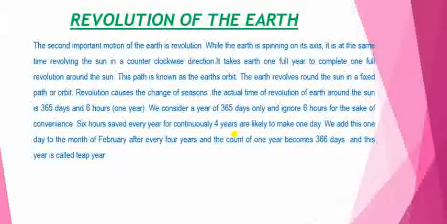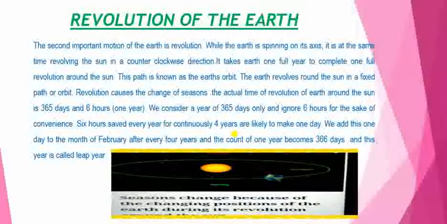While the Earth is spinning on its axis, it is at the same time revolving around the Sun in a counterclockwise direction. It takes Earth one full year to complete one full revolution around the Sun. The path is known as Earth's orbit. The Earth revolves around the Sun in a fixed path or orbit. Revolution causes the change of seasons.